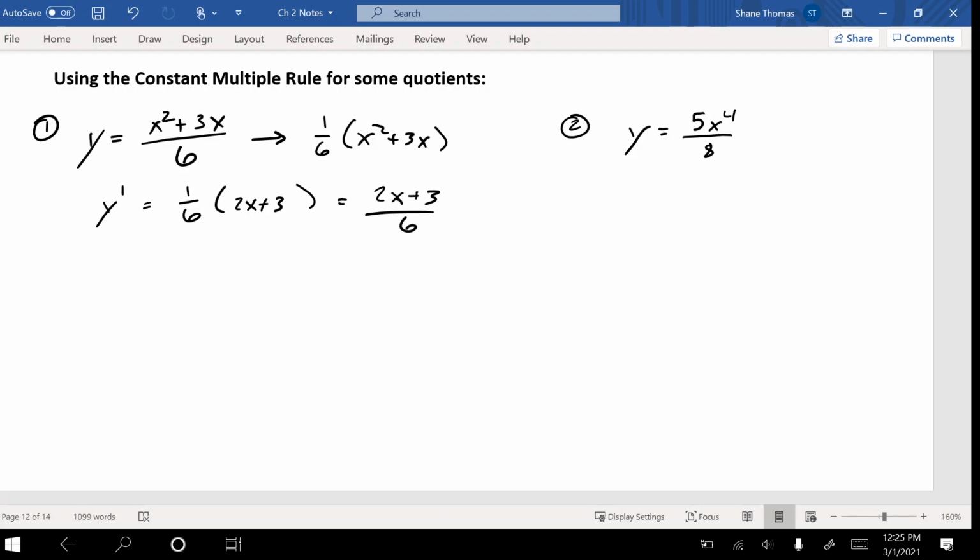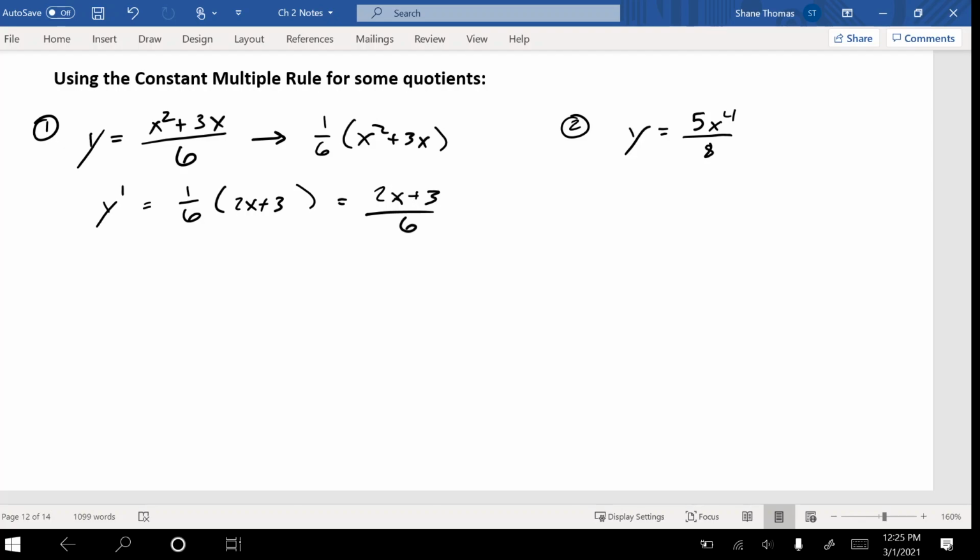Good? What'd you get? I want to know what you had first. What'd you get? I got 20x cubed over 8. That's what I got. That's not what you want. You just didn't simplify it far enough. 20 over 8 would be what? 5 halves? Yeah, you're good.